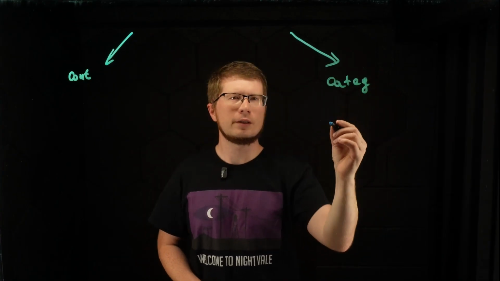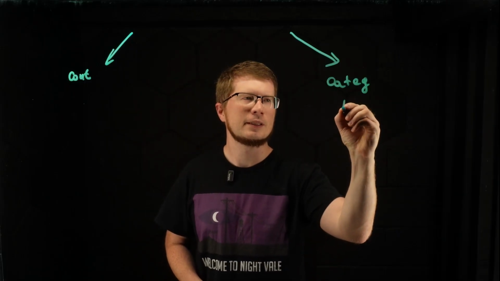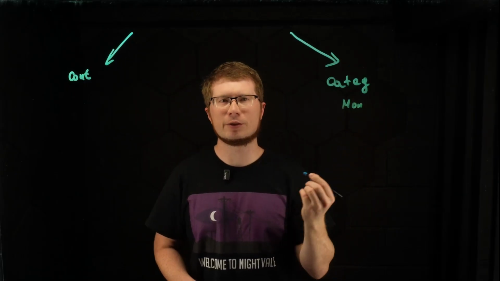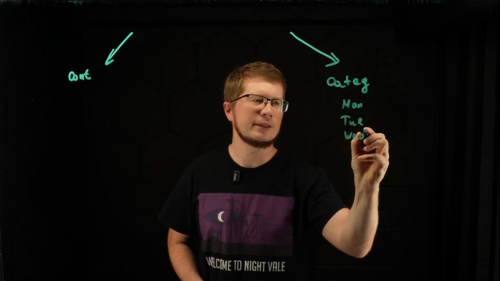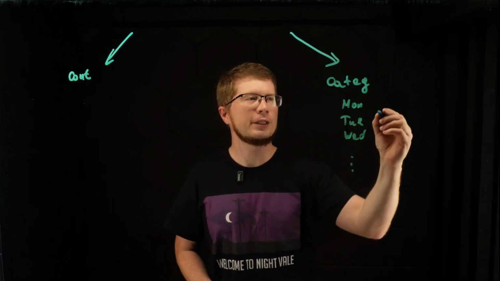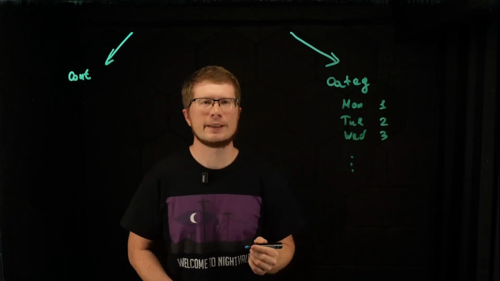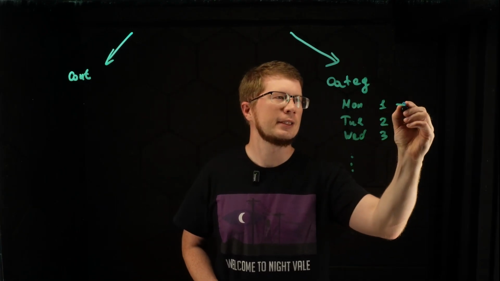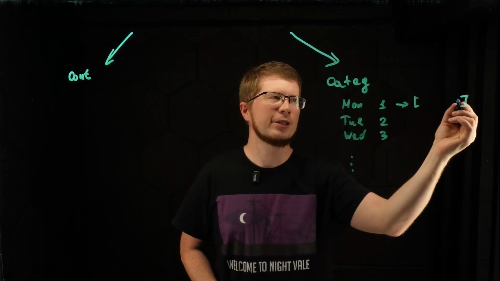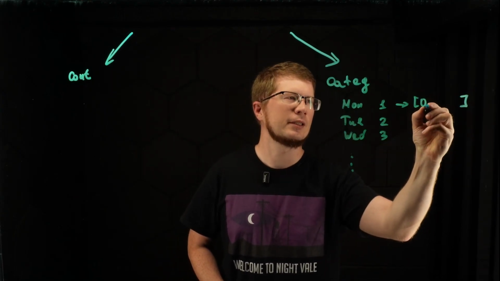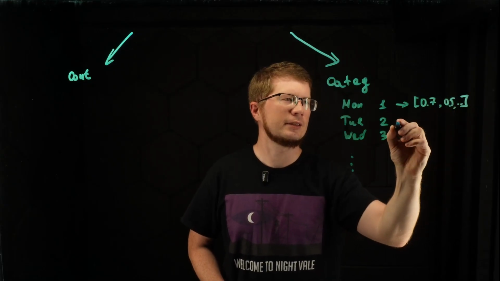For categorical, it might work in simple cases when we use just days of the week, like Monday, Tuesday, Wednesday, etc. So we first assign the index for each of them, and then a dense layer will learn the dense representation of each of the categories. So it will be just a list of numbers, .7, .5, etc.